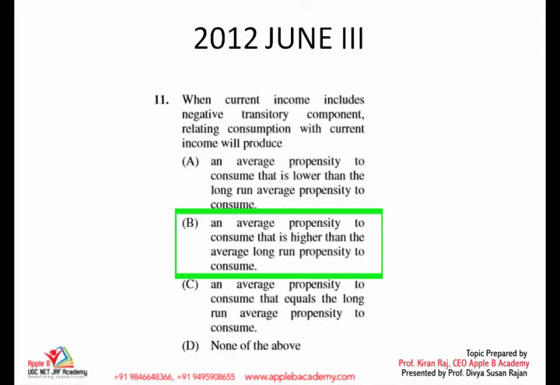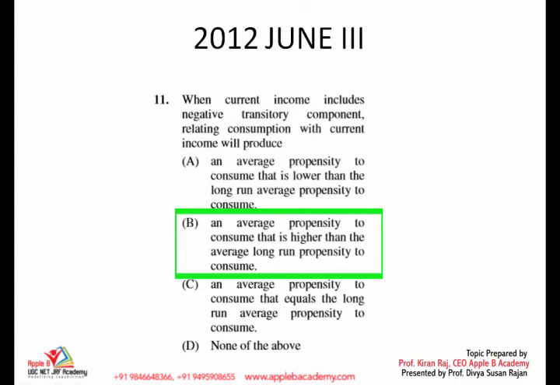Another question that had been asked, 2012, June, paper 3, question number 11. When current income includes negative transitory component, relating consumption with current income will produce A, an APC to consume that is lower than the long run average propensity to consume, B, an APC to consume that is higher than the APC in the long run, C, an APC that equals the long run average propensity to consume, or D, none of the above.